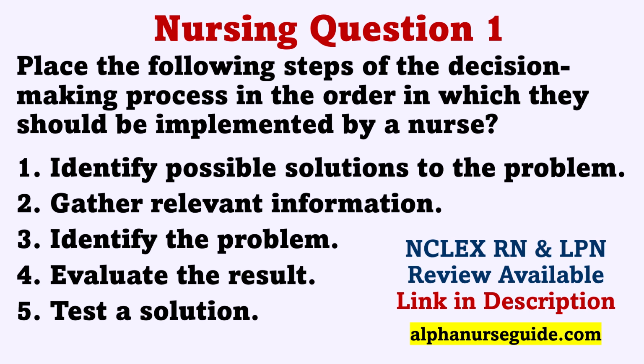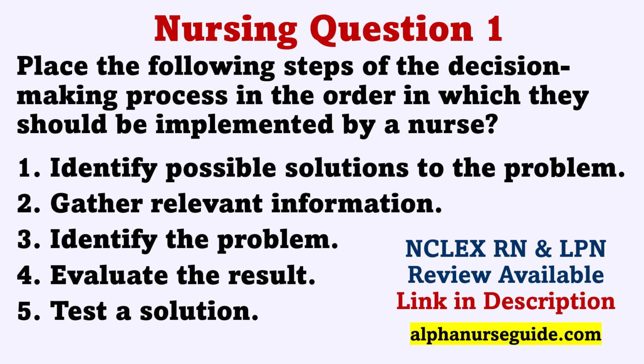The correct order is 3. Identify the problem. 2. Gather relevant information. 1. Identify possible solutions to the problem. 5. Test the solution. And 4. Evaluate the result. Rationale. The first step in the decision-making process is defining and describing the problem.